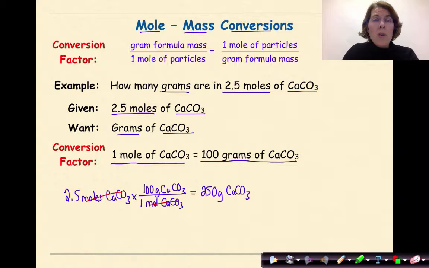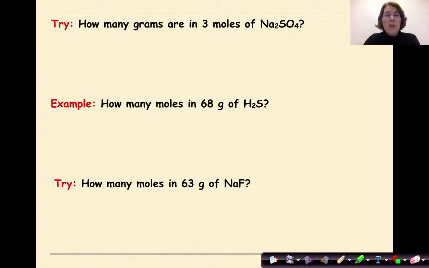One thing to take note of is that I start with 2 significant figures, so my answer should end in 2 significant figures, which in this case it does. Let's do another one together. How many grams are in 3 moles of Na2SO4?